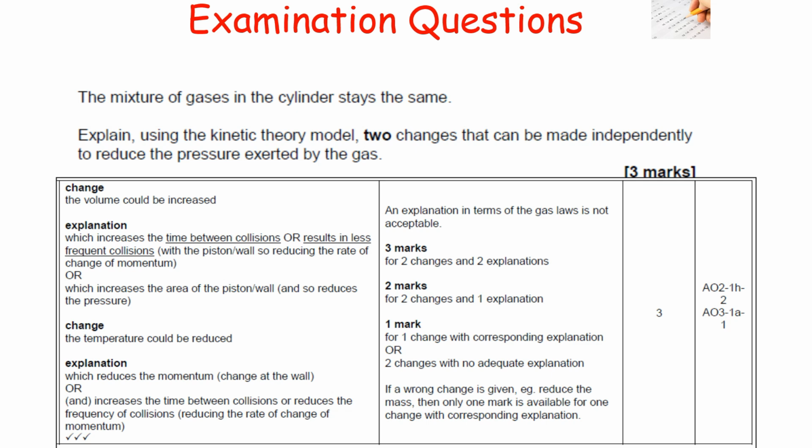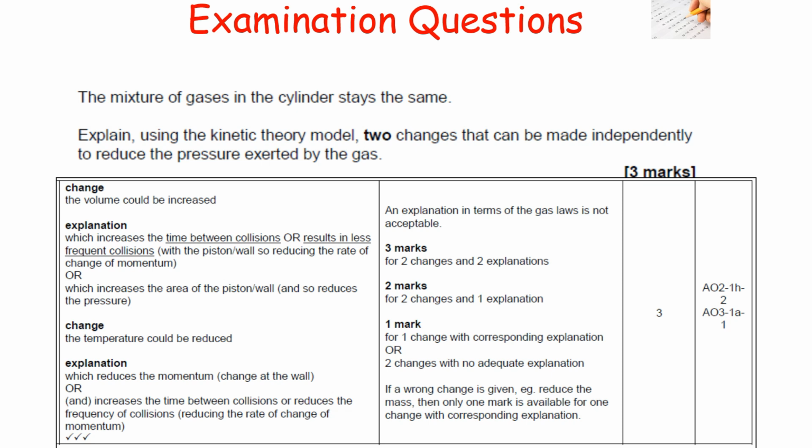The second way in which you can reduce your pressure is by decreasing the temperature, because if you decrease the temperature, you're decreasing the speed at which the particles are moving, because temperature links with average kinetic energy of the particles. So there'll be a reduction in momentum, and therefore a reduction in the change of momentum, because if the values go from plus to minus and it's a smaller number, you're going to have a smaller change, so our pressure produced is going to be smaller.